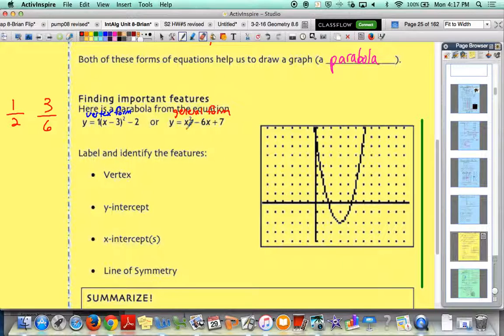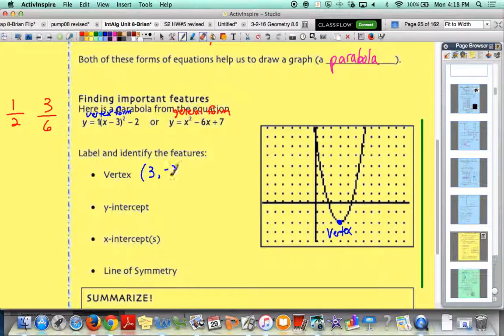All right, so label and identify the features of the graph. First off, the vertex. The vertex of our graph, remember, think of it as the minimum value on the graph or the maximum value of the parabola. In this case, it's a minimum. So the minimum of our graph right here, let's label it. Let's call it the vertex. And that vertex has coordinates (3, -2).